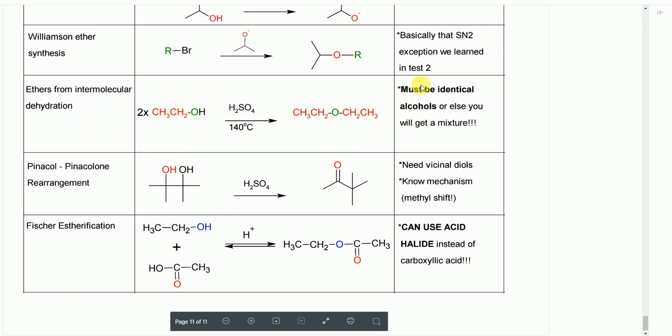And what they're saying over here, that they must be identical, does not have to be identical. What they're saying is if you want to get a good yield of a certain molecule, you need to use identical structures. So if I use two different groups, I'm going to be general here, okay?